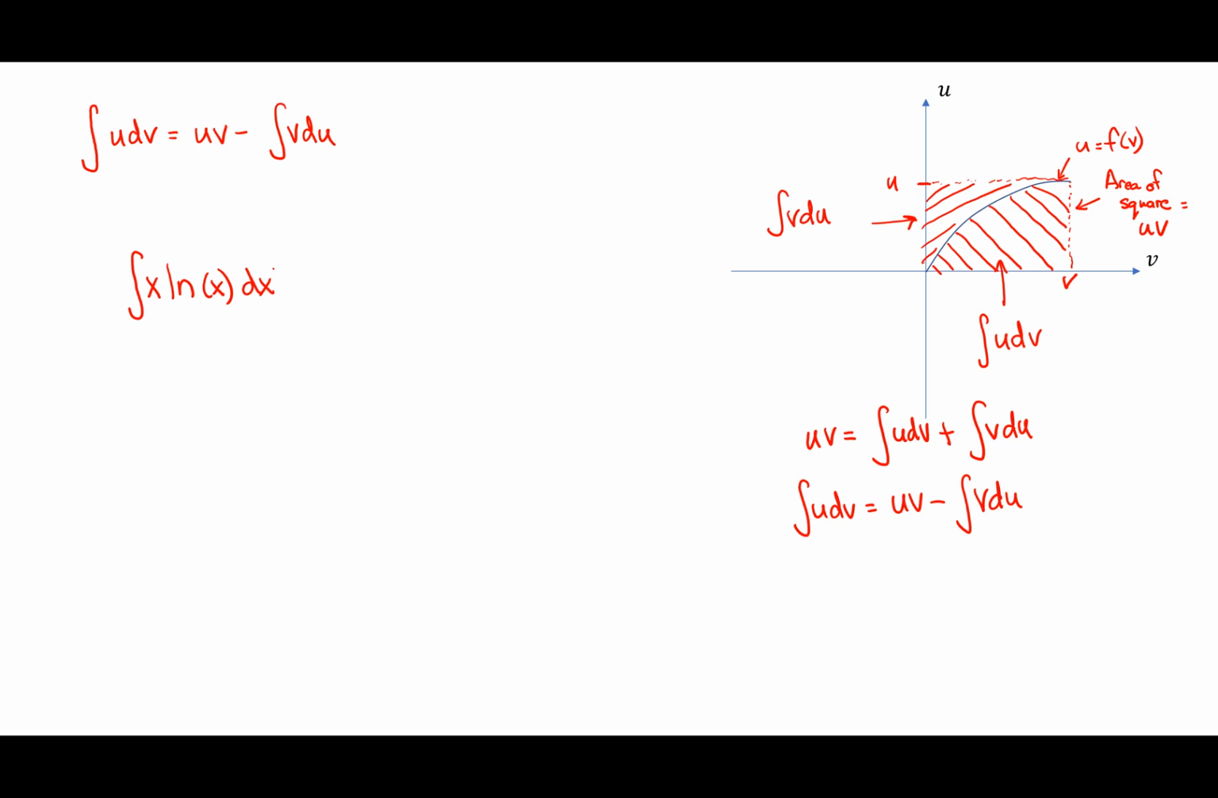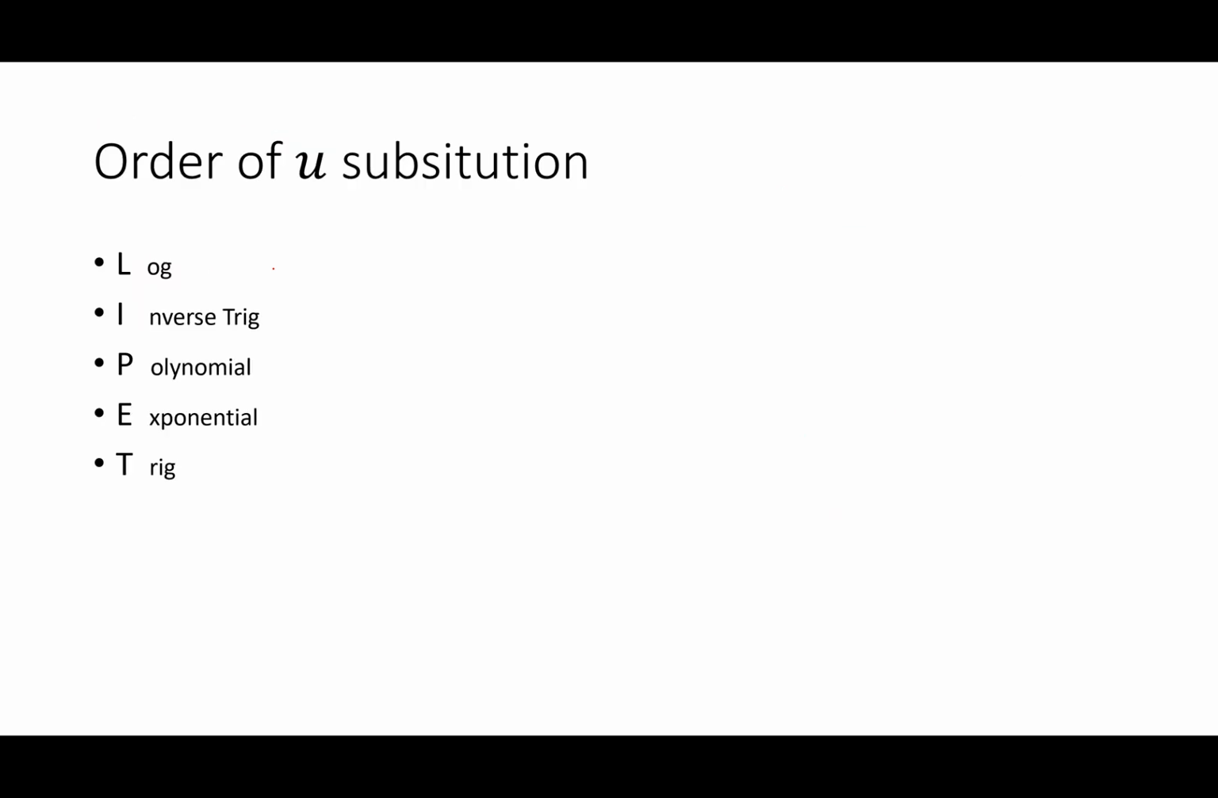The way I approach this problem, the way I was taught it, is understanding which function to choose for the u substitution. The order of selection that I learned was LIPET, or as we were taught to remember it, large Italian people eat tortellini. What it tells us is the first function we would choose for the u value, if we have it, would be a logarithm.